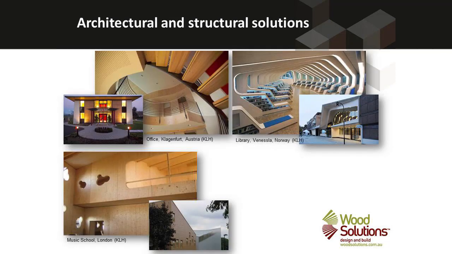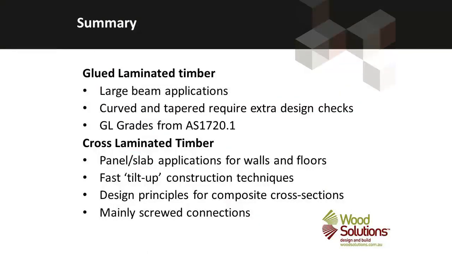Architectural solutions can make use of the timber so that we have timber exposed in walls, in ceilings and even in stairs, so that the cross-laminated timber becomes an architectural solution as well as an engineering solution. Both of these products, glued laminated timber and cross-laminated timber, are appropriate for combined architectural and structural applications.